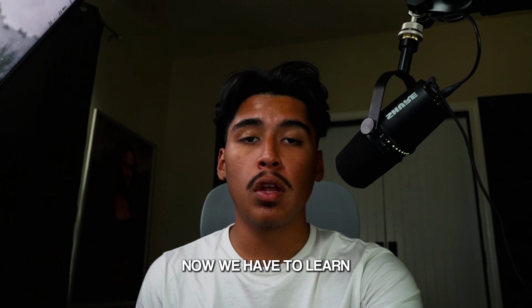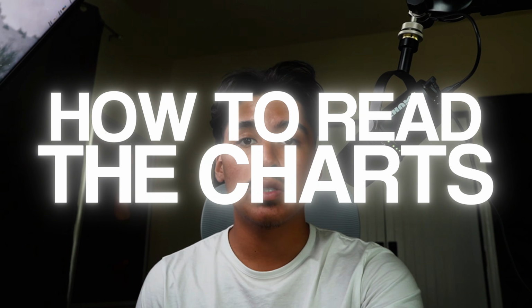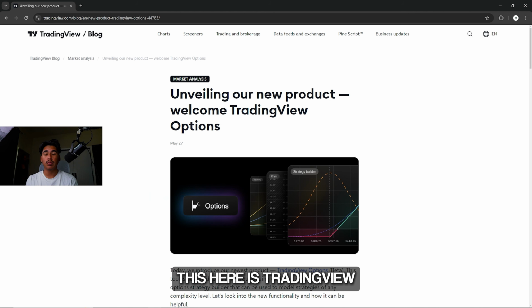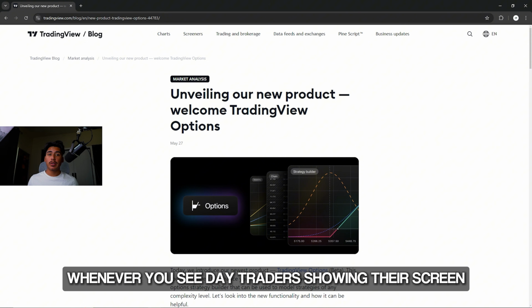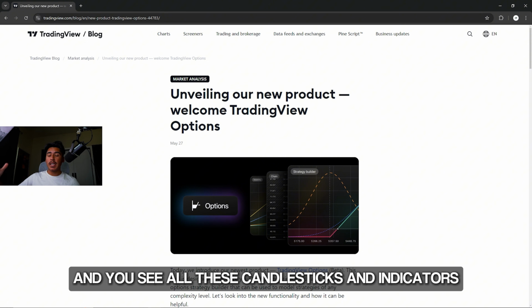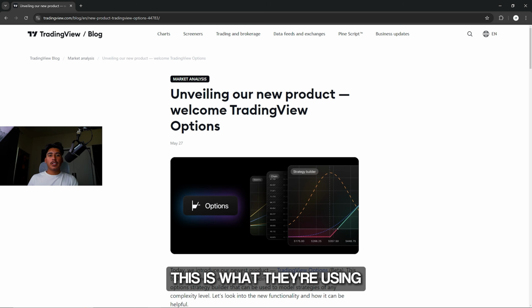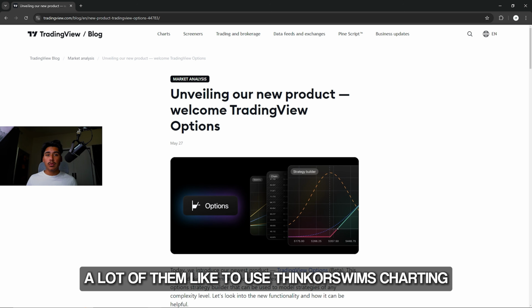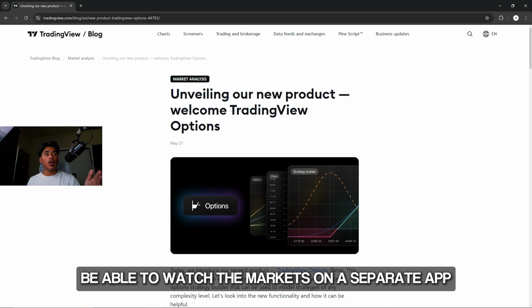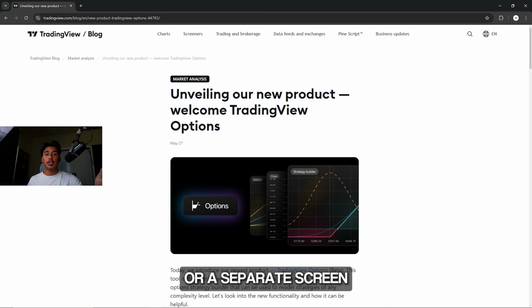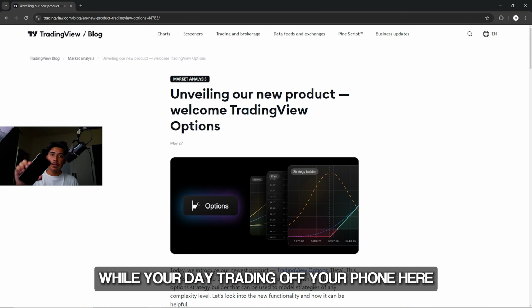Now we have to learn how to read the charts. This here is TradingView. This is what you're going to use to read the charts. Whenever you see day traders showing their screen and you see all these candlesticks and indicators, this is what they're using. A lot of them like to use Thinkorswim's charting, Webull's charting, Robinhood's charting. It's all personal preference, but it's a lot easier to be able to watch the markets on a separate app or a separate screen while you're day trading off your phone here.